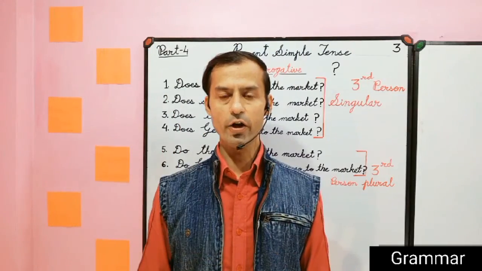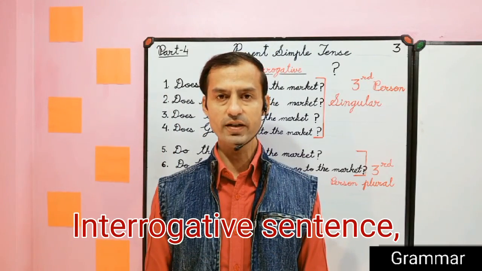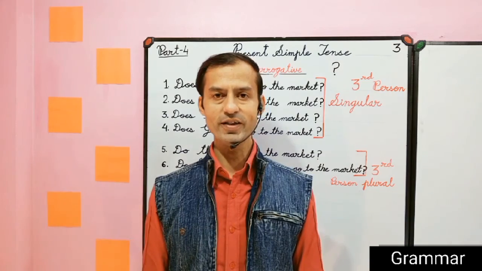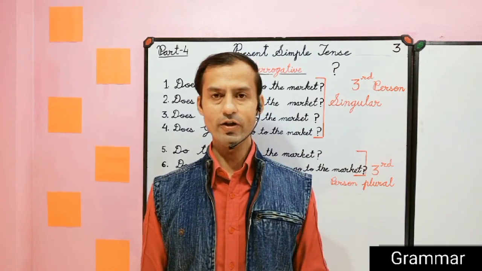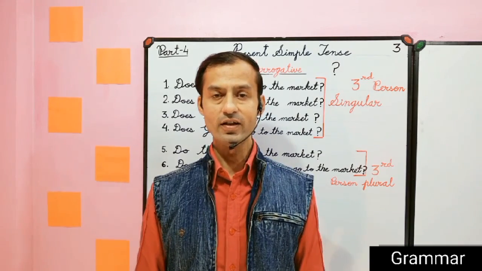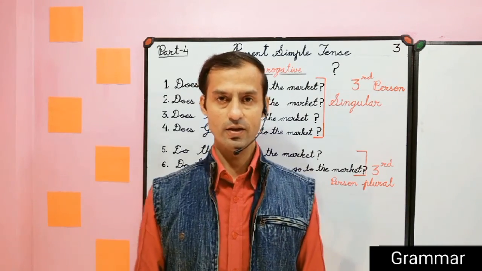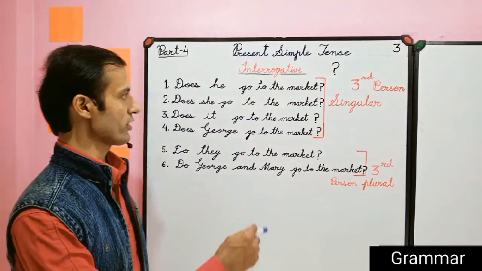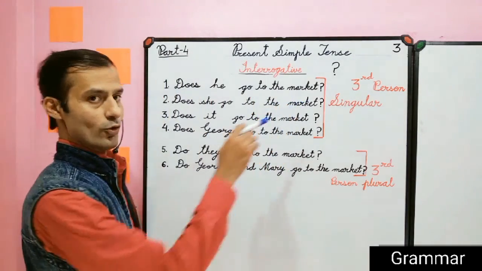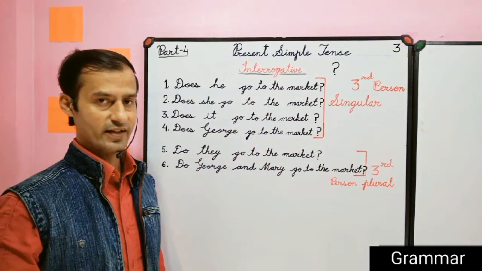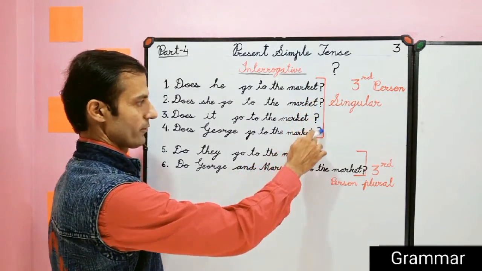So this is the interrogative sentence of the present simple tense. So what is the interrogative sentence? An interrogative sentence is a sentence that asks a question. We ask a question. So this is the interrogative sentence. We always put the question mark at the end of the sentence. This is the question mark.